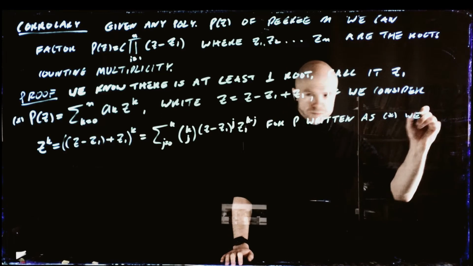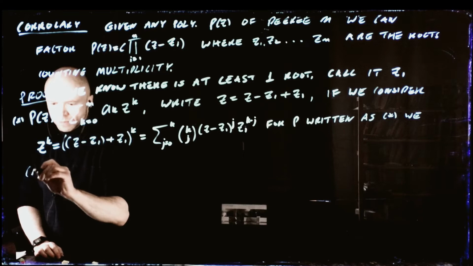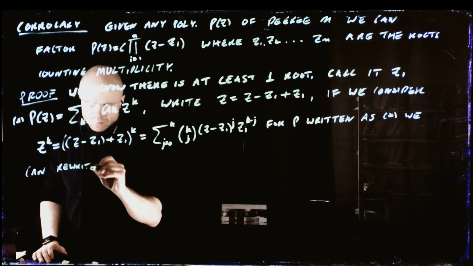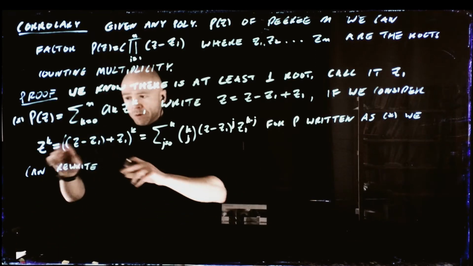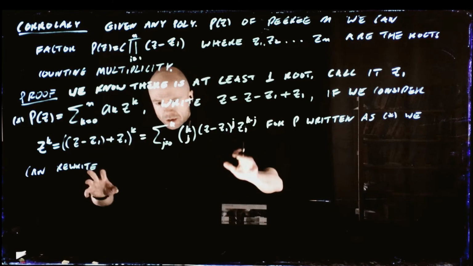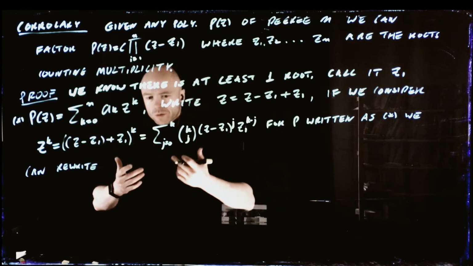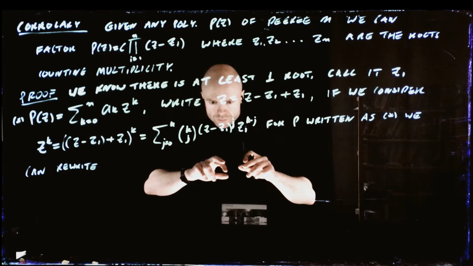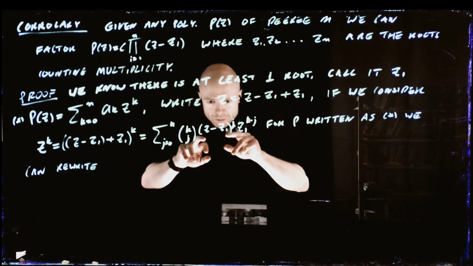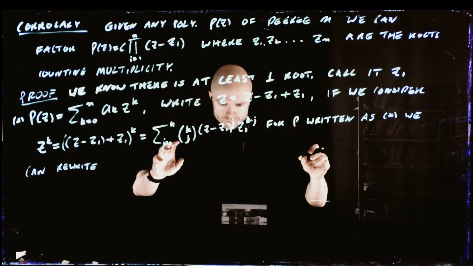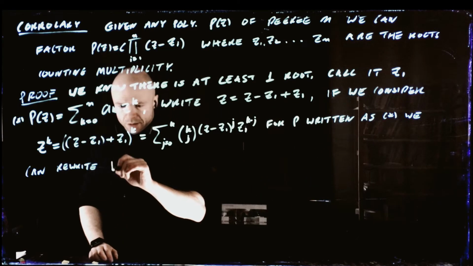We can rewrite this where we replace every one of these zk's with this complicated expression. After we do all that, ultimately we're going to have a polynomial in terms of z minus z1, because each of these is a polynomial in terms of z minus z1. So we're summing all these polynomials in terms of z minus z1. Do you see what I mean? So ultimately, we can rewrite this like this.